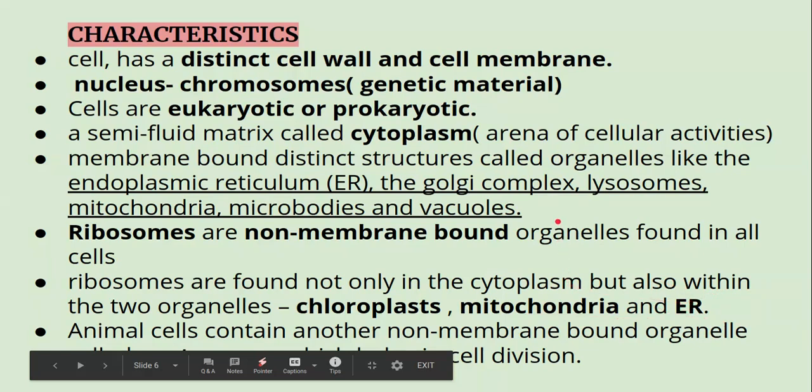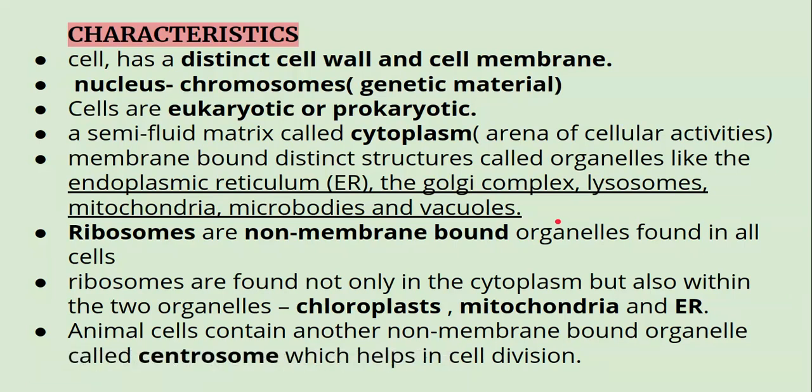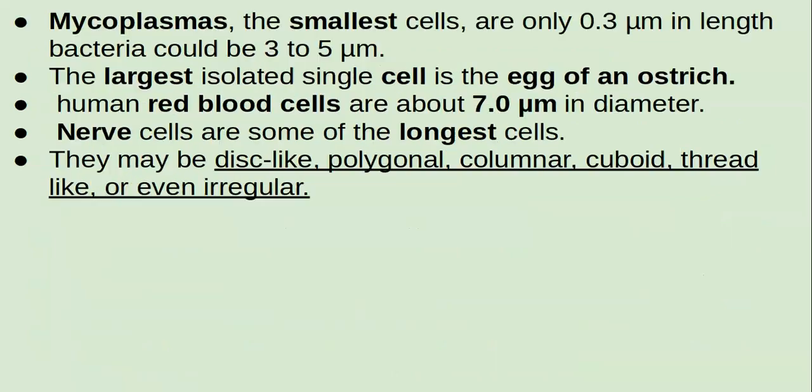Now, animal cells will also show other typical structures, like, as you can see there on my slide, the last point, centrosomes. We had already looked at the diagram and we had seen the centrosomes and the centrioles, and I had told you that they are important when it comes to the cell division process. So these are a few characteristics we have covered in this slide.